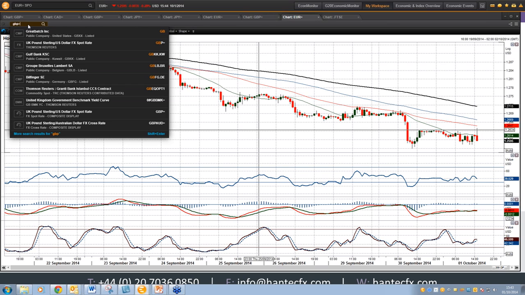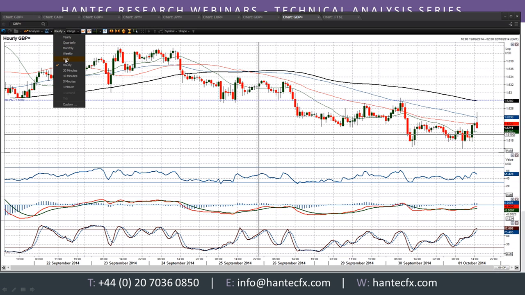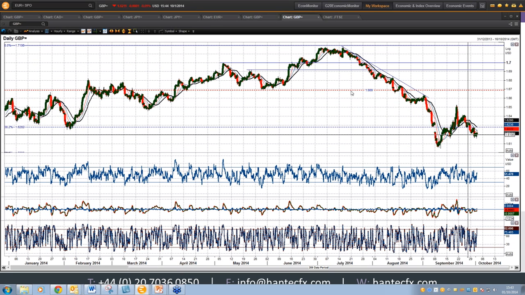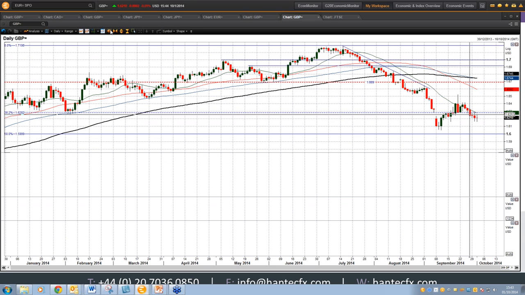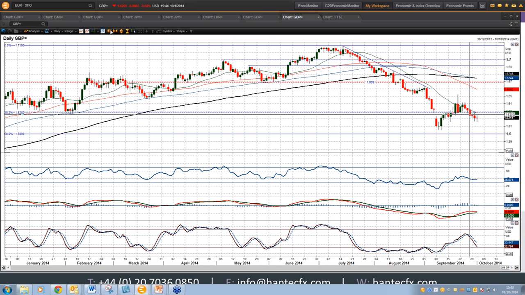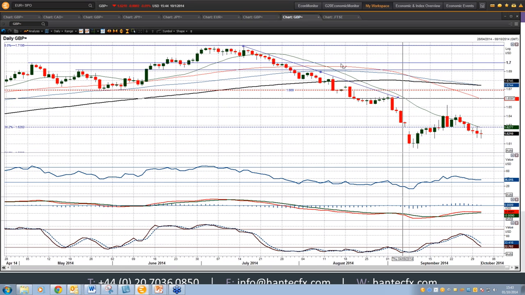Okay, sterling. Bit of a recovery in sterling, but once again, I think that's just going to be a chance to sell. Don't see sterling being anything more than rallies as a chance to sell. Right, okay, sterling. What are we looking at?